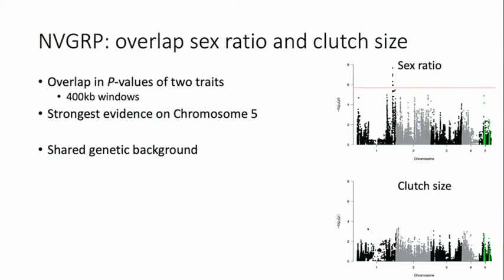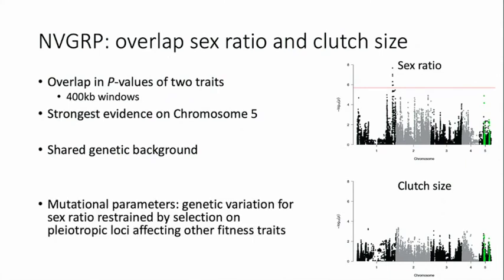Then finally, if we look at the overlap between sex ratio and clutch size, we find evidence for that on chromosome 5. So here are two regions that show overlap. We didn't go into the details of that. It's important to stress that there's a shared genetic background. It's a bit too early to really dive into what genes are under that. But finding a shared genetic background actually matches the prediction made by these mutational parameters. So genetic variation for sex ratio is restrained by selection on pleiotropic loci affecting other fitness traits.